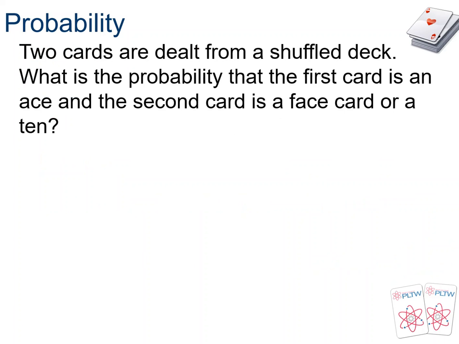So then we get into cards. So we have 2 cards are dealt from a shuffled deck. What is the probability that the first card is an ace and the second card is a face or a 10? Please don't do this with euchre cards. That's cheating.